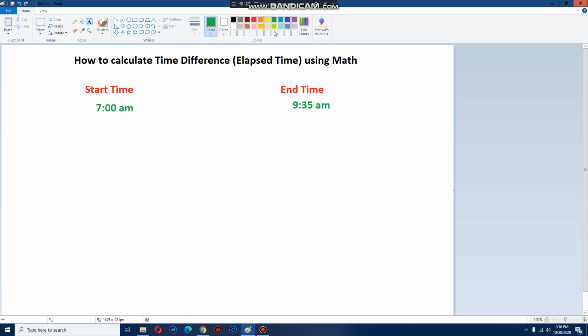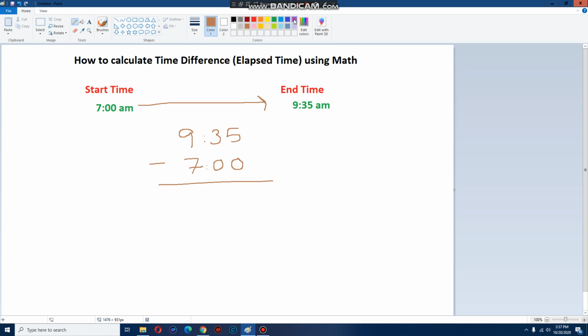Let's take these two start and end times. I would like to find out what is the time difference between 7 o'clock in the morning to 9:35 in the morning as well. The easiest thing in the world I can do is find the difference. In other words, I'm going to subtract. I will take my end time, which is 9:35, and I'm going to minus it by 7 o'clock, because that's what time difference means. It means to minus them.